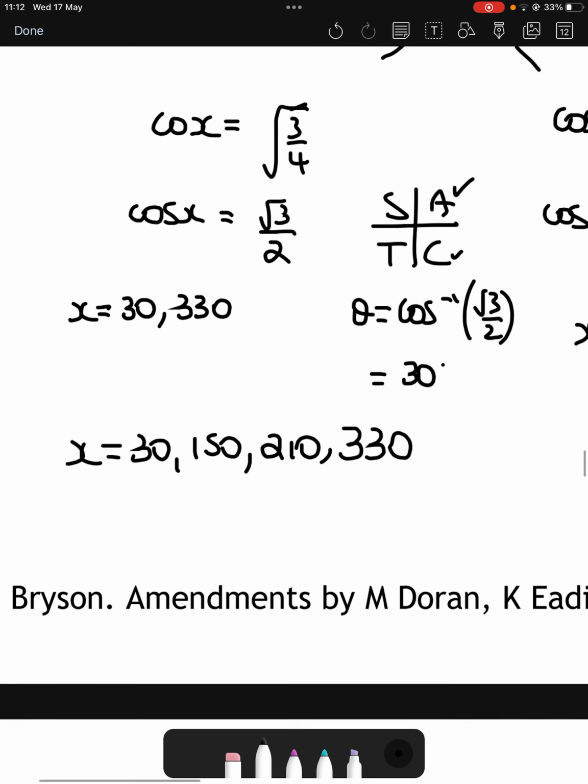And then we're going to go back the other way. Right, so we know that 30 degrees is pi over 6. So 150 is 5 pi over 6 because it's 5 times that. Then 210 is 7 pi over 6 because it's 7 times 30, this one's a bit easier. And then 330 is 11 pi over 6.